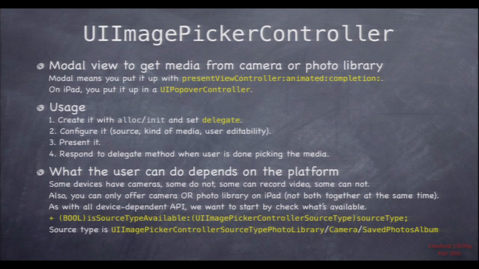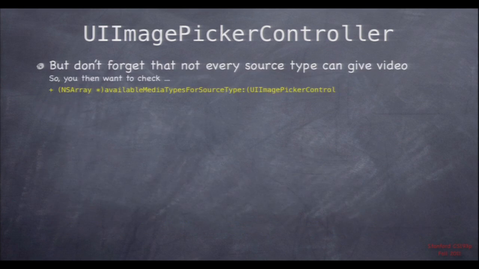And there's three different source types: the photo library, which is the user's library of photos, camera, obvious, and then the saved photo albums, which is a place that you can write to. Okay? Your application can put things in there, and the user could then drag them into their photo library or not, but it's kind of a staging area for you to store stuff.